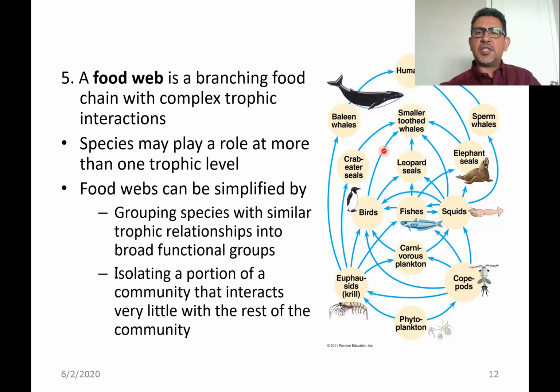And I'm going to end this presentation over here and make one more presentation on one more characteristic of communities, and that is going to be stability and ecological succession.